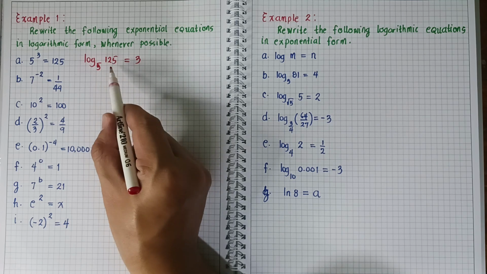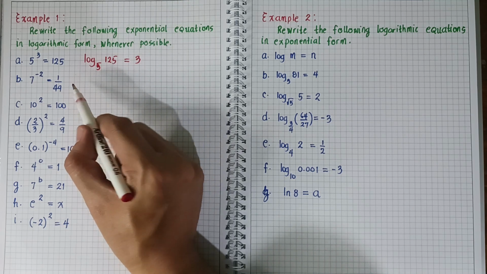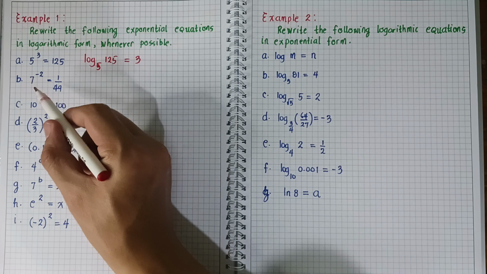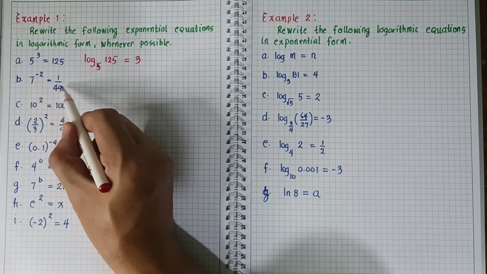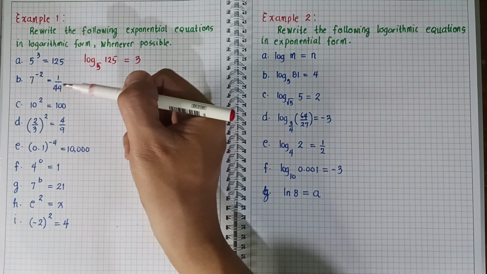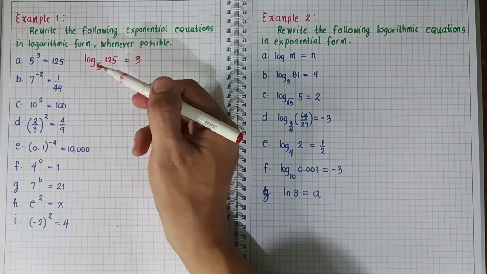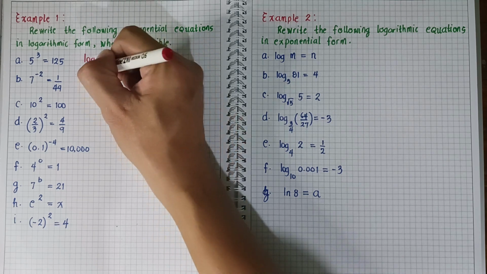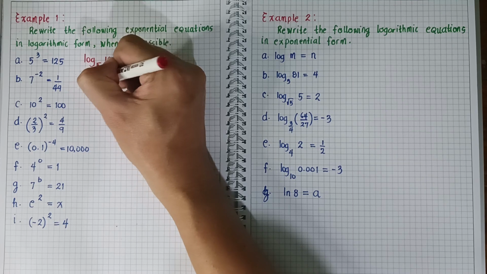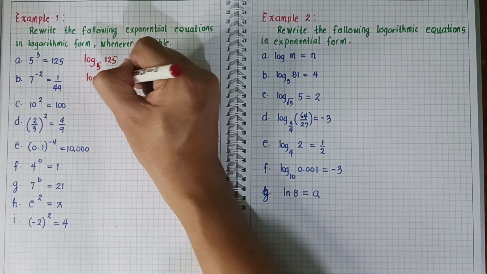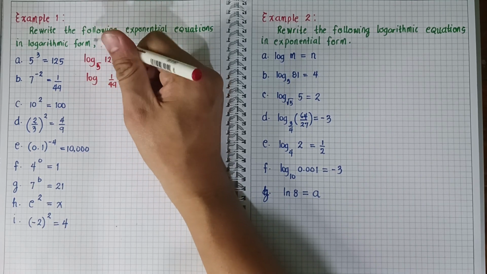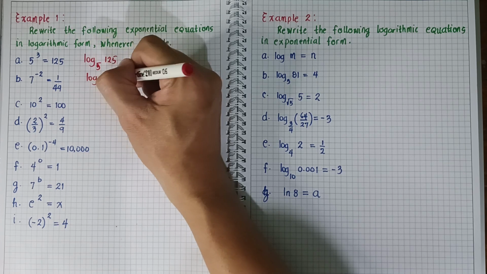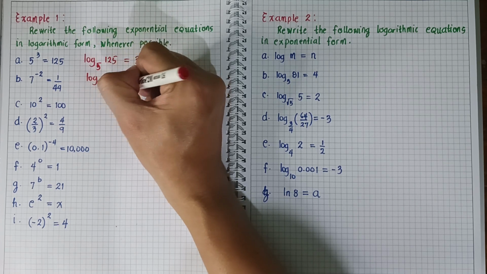So, 5 cubed is equal to 125. Next, letter B, 7 raised to negative 2 equals 1 over 49. So, how do we express it in its logarithmic form? So, this becomes logarithm of 1 over 49. Okay? Does it make sense to put the parentheses? Yes, it makes sense. No?